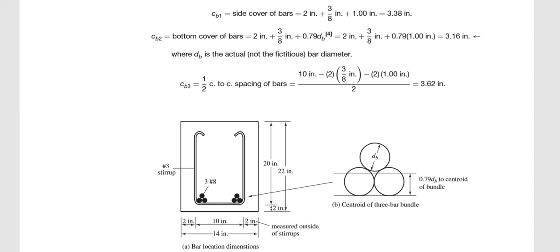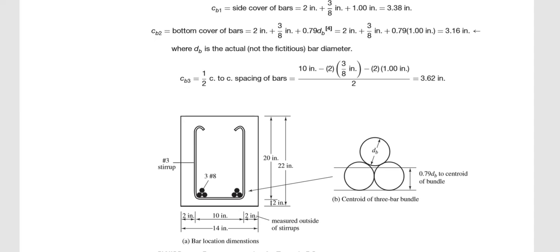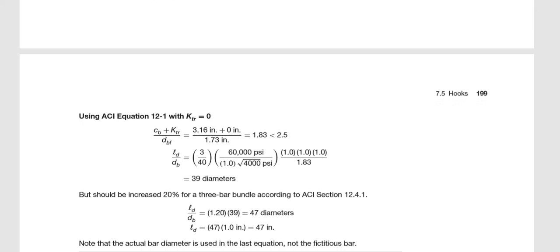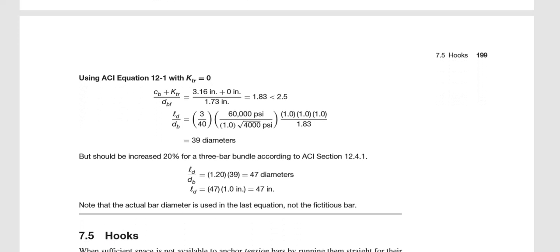Now we should consider the smaller of these as CB. That means the smallest is 3.16. So that is our CB. Okay, then everything else is like known. As they told us to use KTR 0, they are not calculating KTR. So CB is 3.16. Now there's something of a twist here.